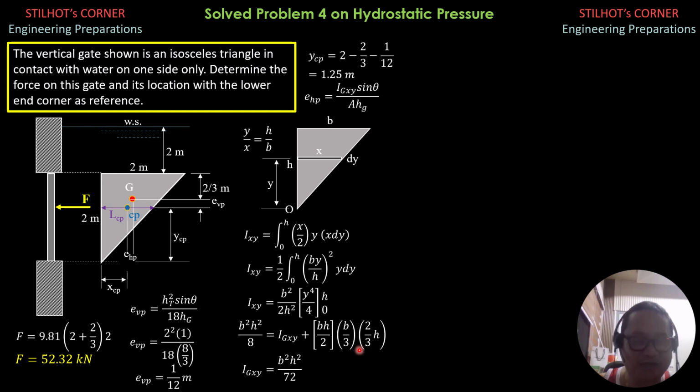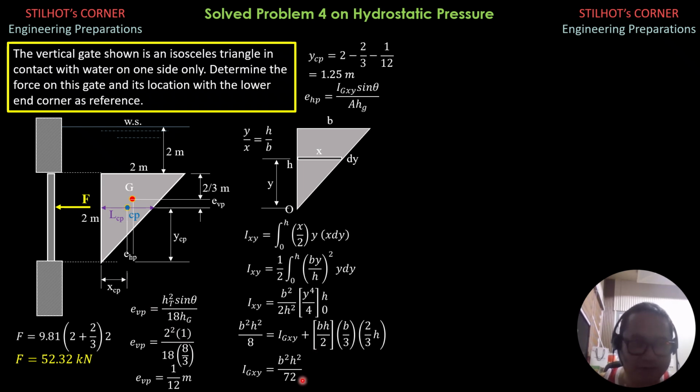So take note that this is the same value for Igxy when the triangle is oriented in this manner. This is the base on the x-axis, h on the y-axis. They have the same value, but it was negative when the orientation is like that. So that's why you don't need to memorize. You just always derive the formula.